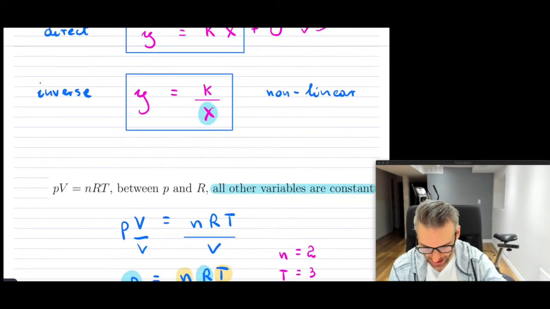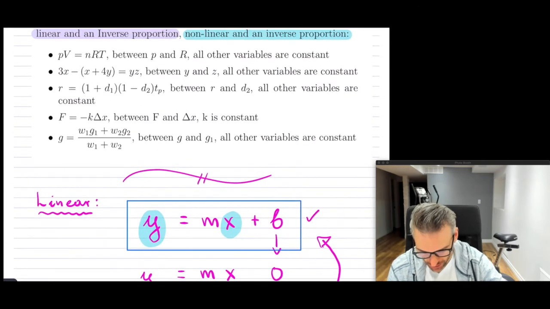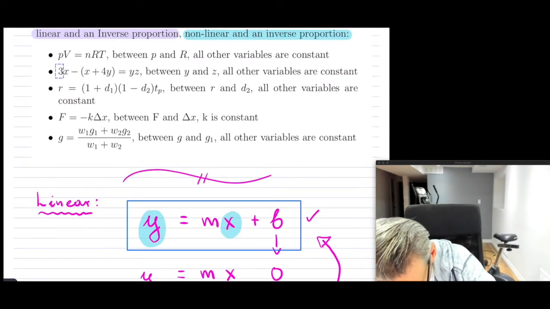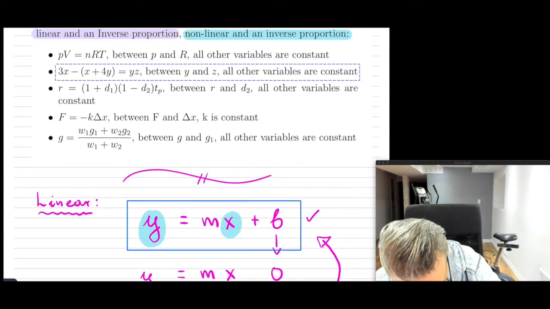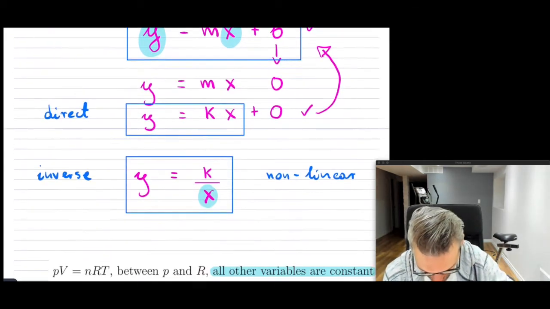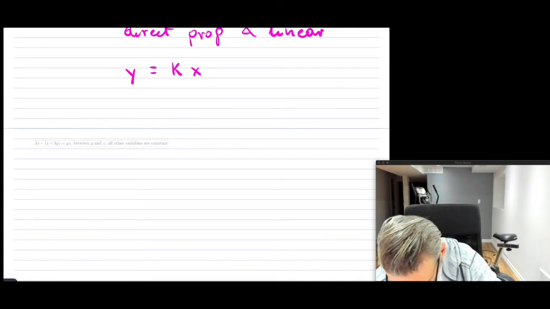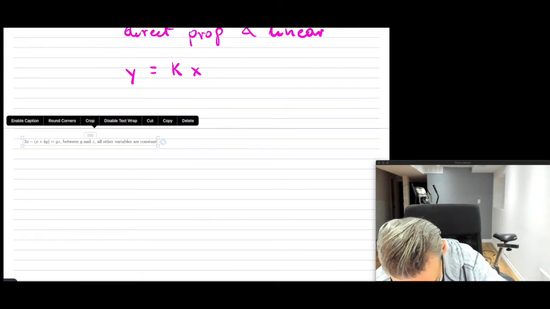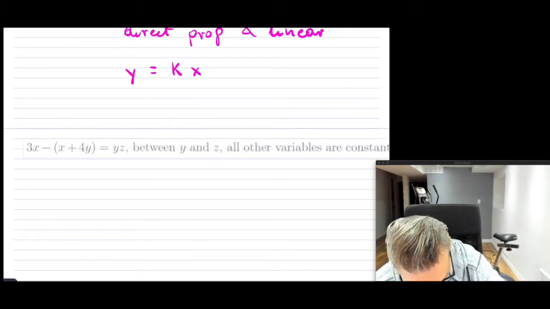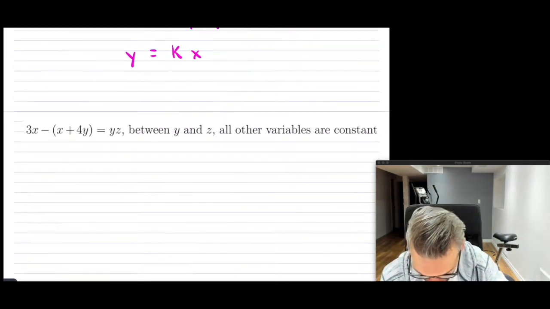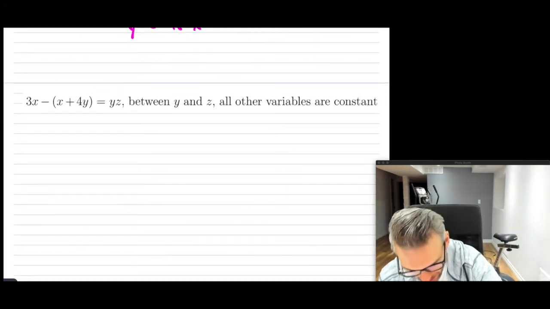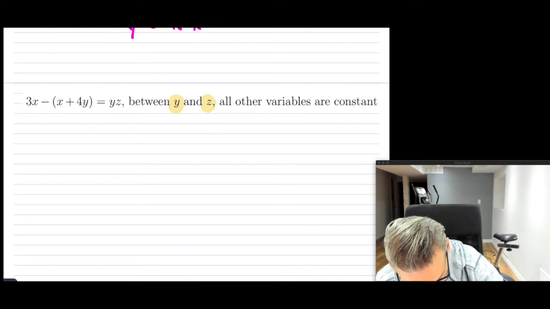So let's look at another example. So this one right here, let me copy it down. Hopefully it copies correctly. Let me paste it. So again, your first step: we want to find what the relationship is between these two?